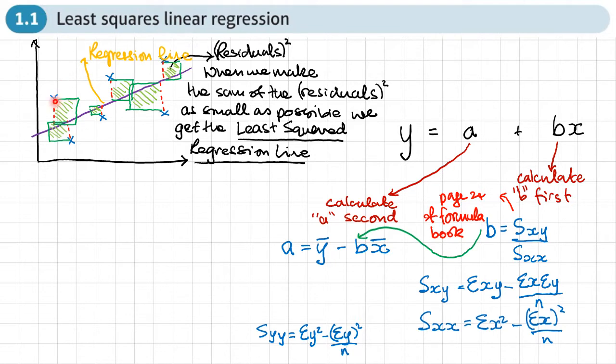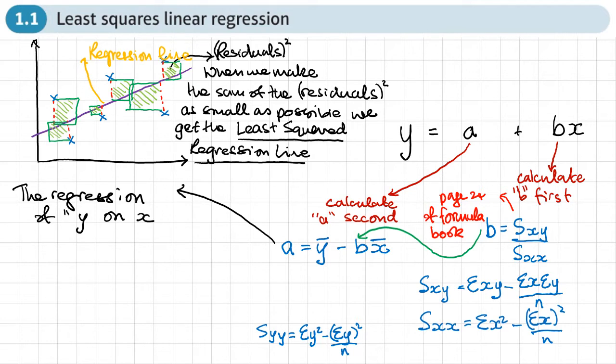Now, since we've used these Y residuals, or the square of these Y residuals, so the difference between where that point is and the line in the Y direction, we call this the regression line of Y on X. Okay, so when we do this calculation here, we get the regression line of Y on X. Now, if, for example, we had worked out the residuals in the X direction, so the distance between where that point is and the line in the X direction, and minimized those squares, that would be called the regression line of X on Y. But for what we need to do, we just need to look at the regression line of Y on X.